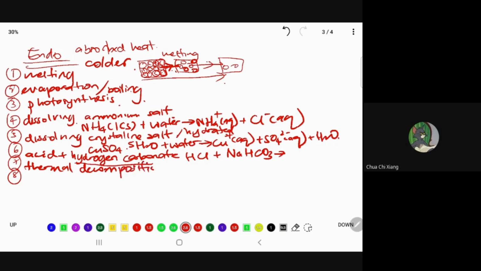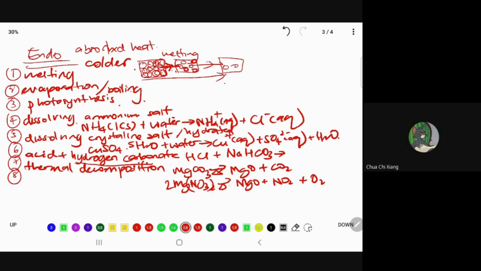What do you mean by thermal decomposition? You are using heat to decompose the reactant. For example, if I heat a carbonate, what will it produce? You learn this in the salt chapter, okay? I give you an example first, which is magnesium carbonate. When you heat it, it gives you magnesium oxide and carbon dioxide. A very popular question: magnesium nitrate. When you heat it, it will produce magnesium oxide and nitrogen dioxide. I haven't balanced the equation yet. Hold on, this is 2. This is 2 and 4. Okay, last one is electrolysis.